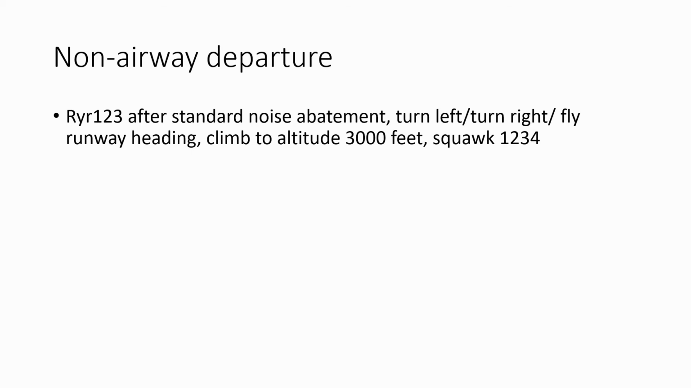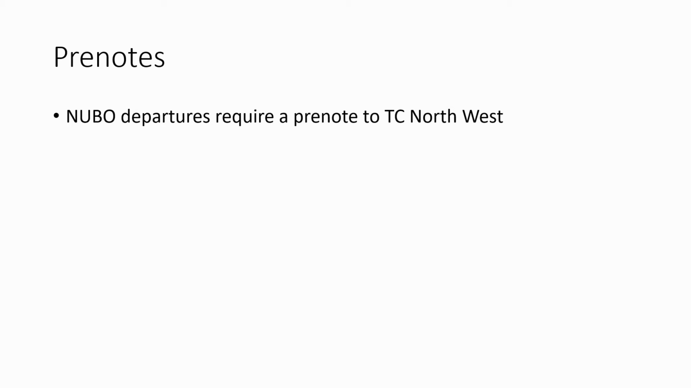Okay, that's non-airway departures. Pre-notes, I spelt Nugbo wrong. The amount of people that I meet and students that forget pre-notes. And pre-notes are important. I will drill on about this continuously. Pre-notes are needed to warn a receiving area controller, London controller, that there's going to be a conflict between your departure and the arrivals. And Nugbo is one of these.